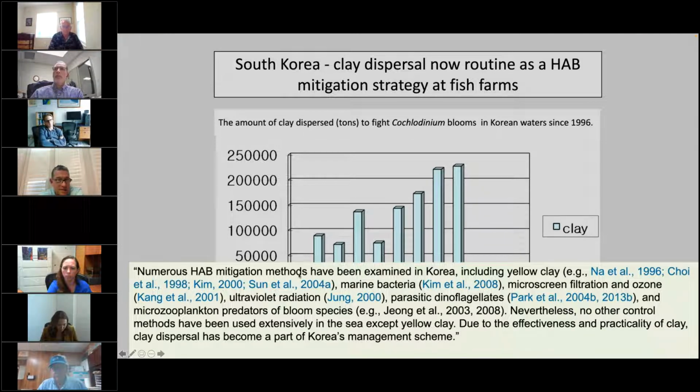So numerous HAB mitigation methods have been examined in Korea, including yellow clay, that's the one I mentioned, marine bacteria, microscreen filtration and ozone, UV radiation, parasites, microzooplankton predators of bloom species. Nevertheless, no other control methods have been used extensively in the sea except clay. Due to its effectiveness and practicality, clay dispersal has become a part of Korea's management scheme. So that shows you they've tried many, many things. They came back to clay.